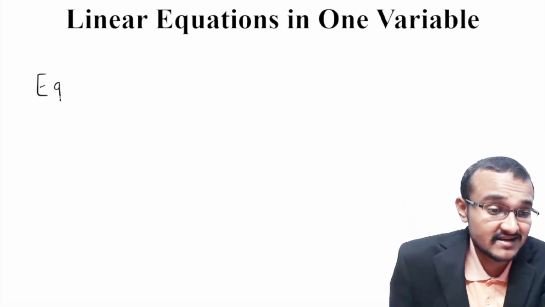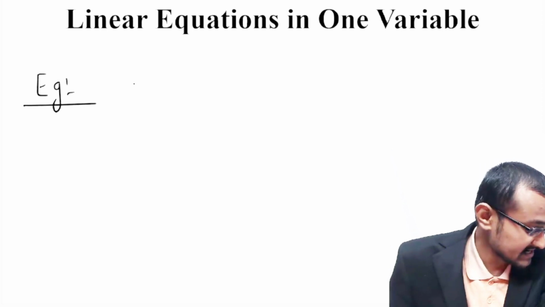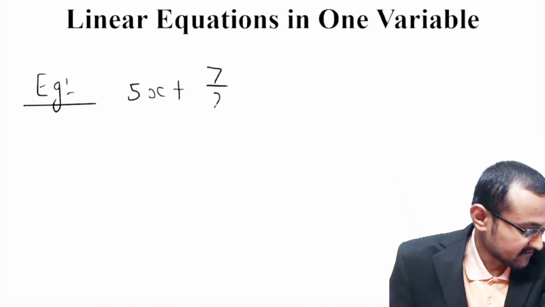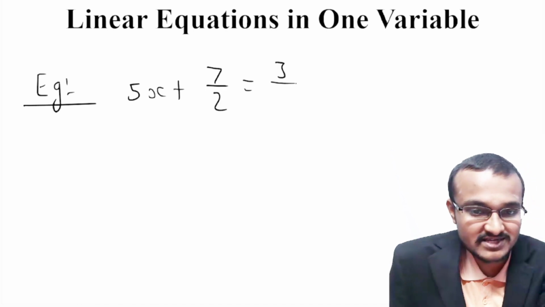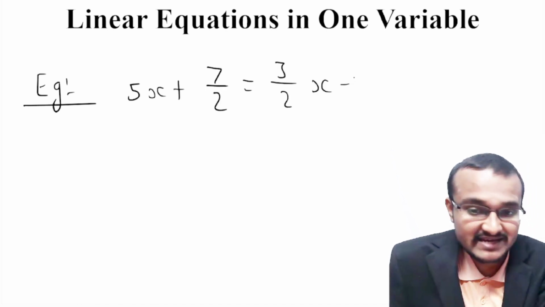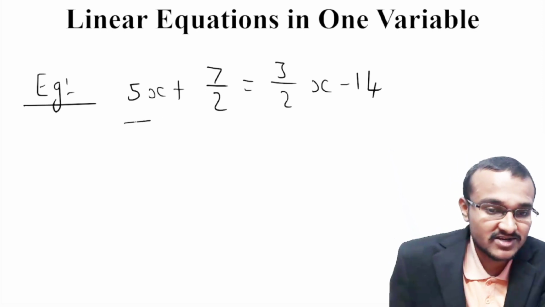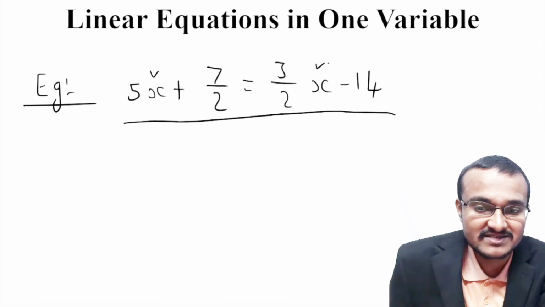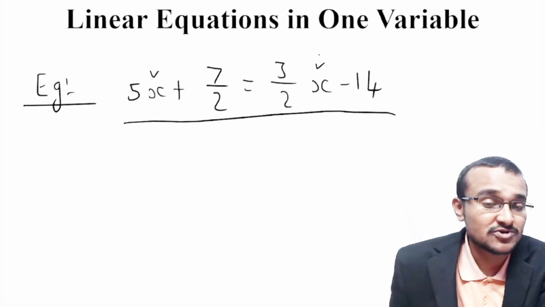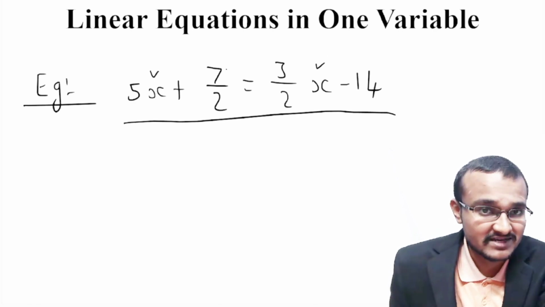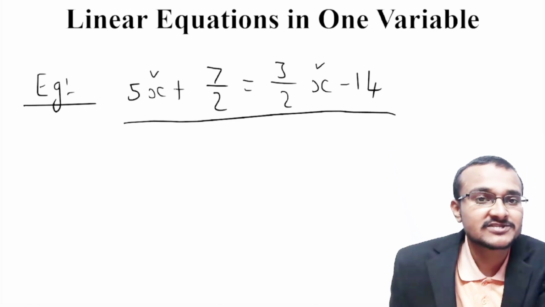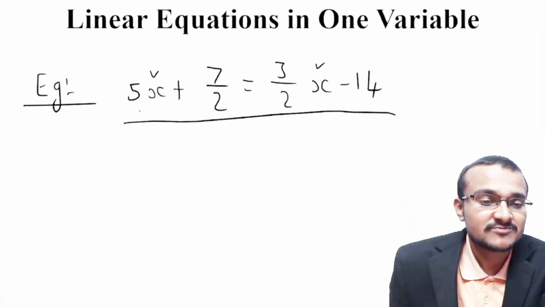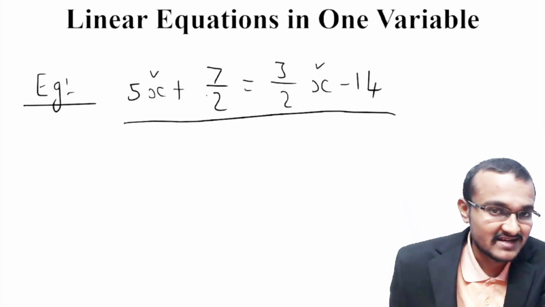So now let us discuss another example. In this particular example, you have fractions coming into the picture. So 5x plus 7 by 2 is equal to 3 by 2x minus 14. This particular equation you have to solve. Here also there is only one variable present in this equation. So this is also a one variable equation, and the power of this variable is 1, because x power 1, here also x power 1 is there. So this particular equation is also a linear equation.